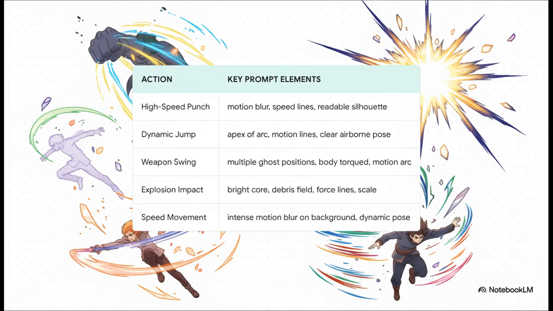See, for a high-speed punch, you're going to want to combine motion blur, speed lines, and a readable silhouette. For weapon swing, you'll use ghosting, and you'll specify the motion arc. Just think of this as your starting point for building some really complex, powerful prompts.